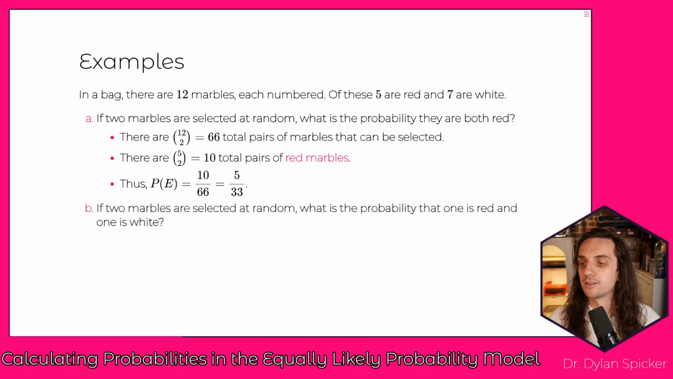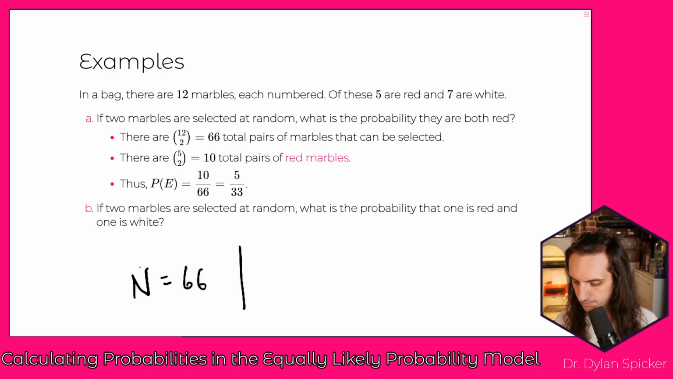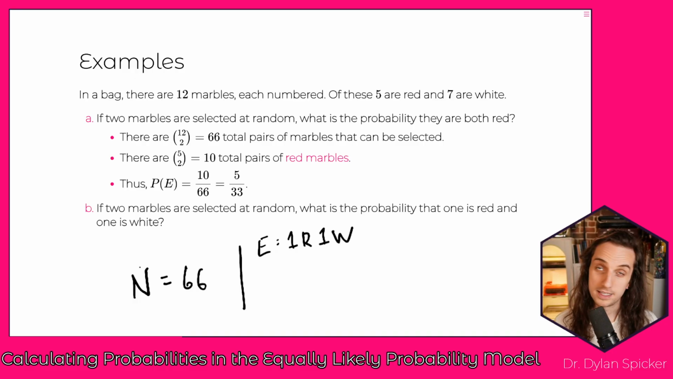Now, if 2 marbles are selected at random, what is the probability that 1 is red and 1 is white? So the thing to note first is that our total number has not changed. We're still not considering any order, so the N is still going to be equal to our 66 that we found in part A. But now, if we're thinking about how many ways can the event E happen, the event E is going to be, we have 1 red and then 1 white. And it doesn't have to be in that order. And so how can we think about doing this? Well, of the 5 red marbles, we want to choose 1 of them.